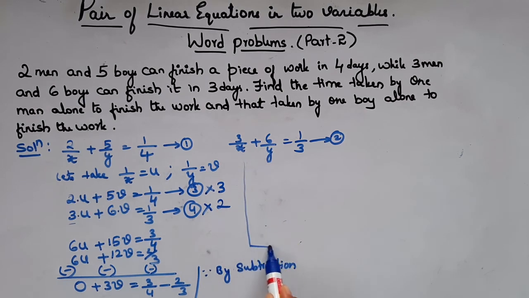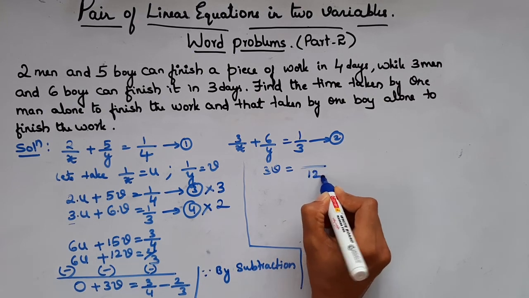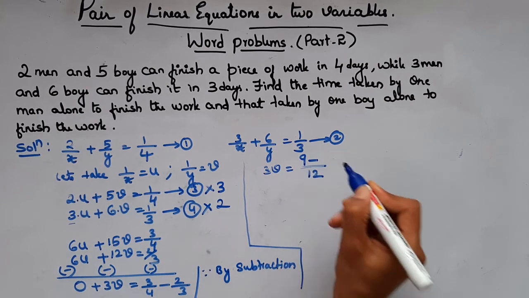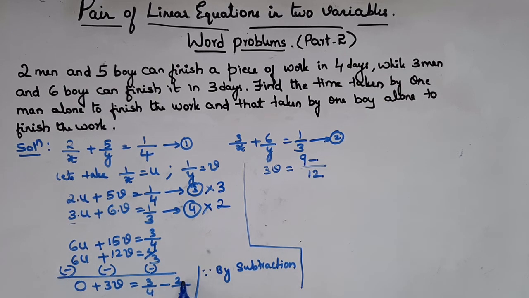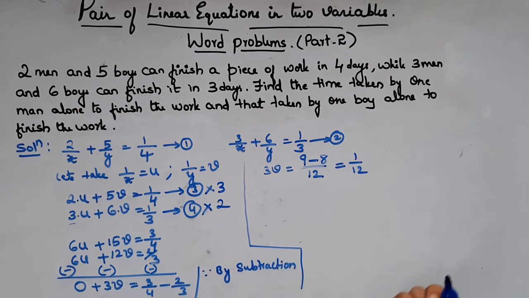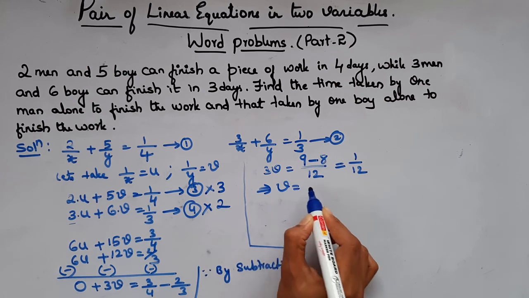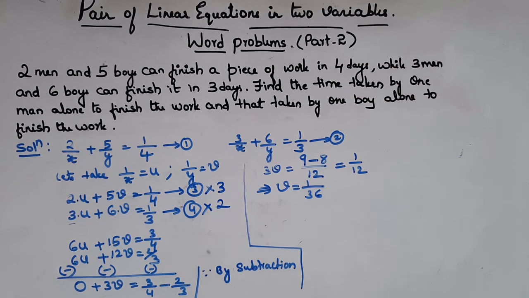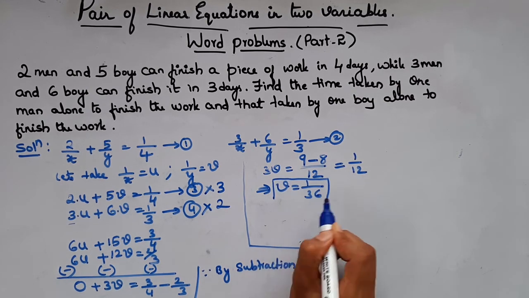So now let me continue here. We have 3v = 3/4 minus 2/3. Taking the LCM of 4 and 3, the LCM is 12. So 4 into 3 is 12, so into 3, 3 3s are 9, minus, 3 into 4 is 12, so you have to multiply by 4 in the numerator as well, 4 2s are 8. So we have 1/12, which implies v = 1/(3 into 12), 3 2s are 6, 3 1s are 3, so 36. So your v is 1/36.